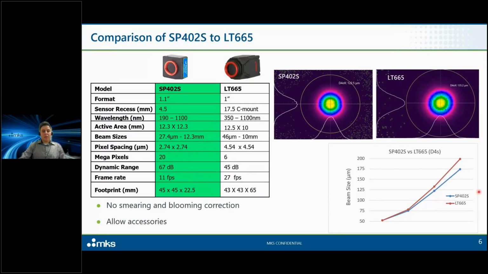And the only downside is a slower frame rate, which is now 11 frames per second compared to previously 27 frames per second. But it can be easily increased, either by binning of the pixels or limiting the region of interest. And of course, the footprint is much smaller than the LT665. Actually, all our standard CMOS cameras now have a similar footprint, just the imager area is larger.